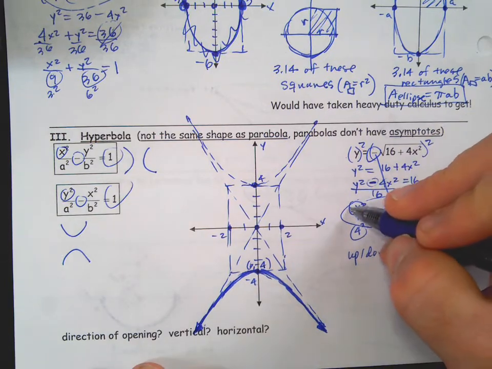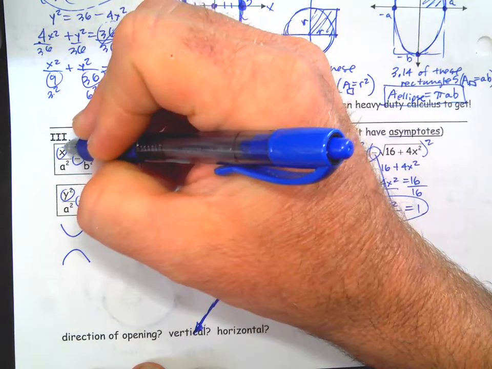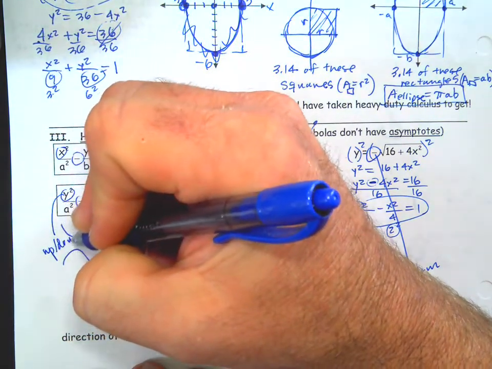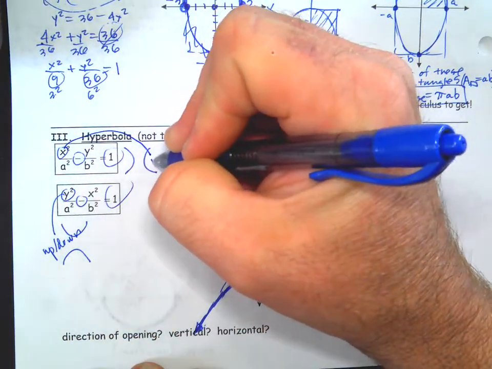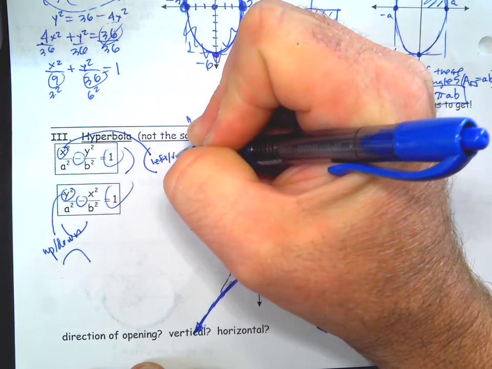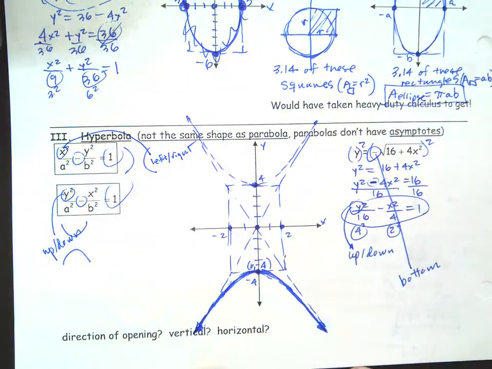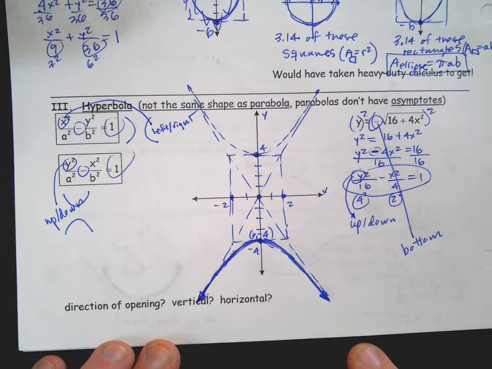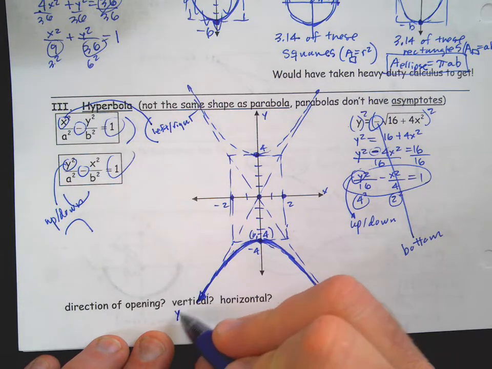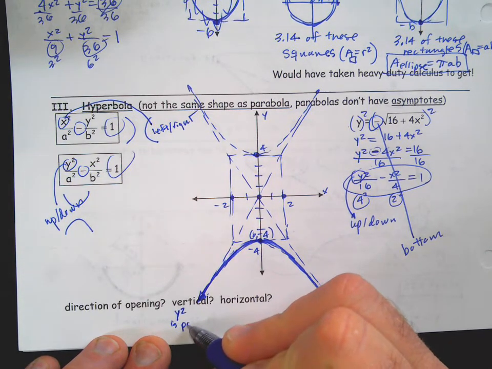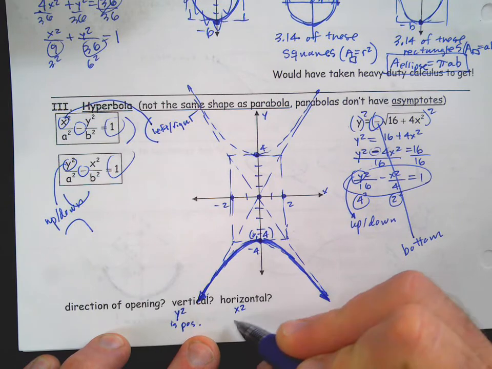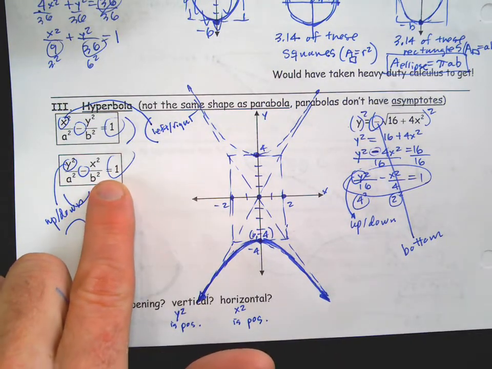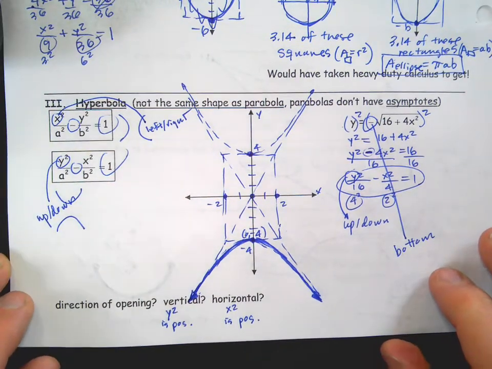Whichever one is positive tells you if it's up, down, that's y direction. If the x's are positive, then it's left, right, because it's in the x direction. And so there we go. Direction of opening is vertical when y squared is positive, and horizontal when x squared is positive. But you also have to make sure that you have a +1 up here. If that's a -1, then you don't quite have the right idea yet.